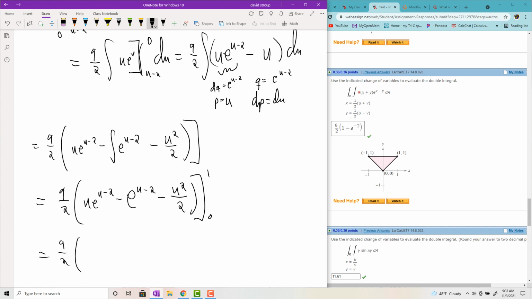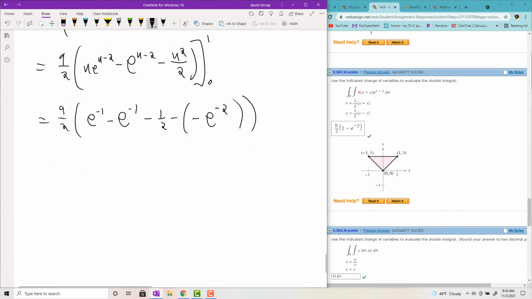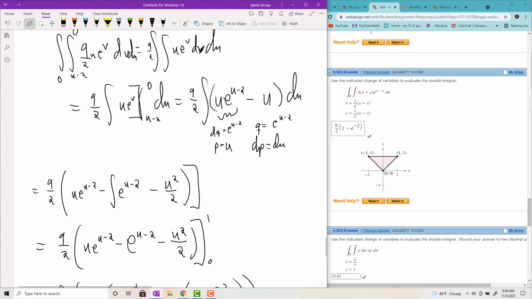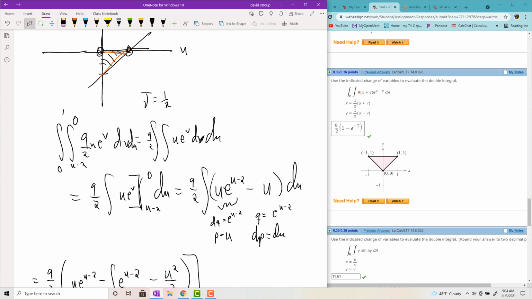So that'd be 9/2. Putting in 1, you get 1 times e to the negative 1, and then minus e to the negative 1, and then minus, putting a 1 in there, 1/2, and then minus parentheses 0, minus e to the negative 2 minus 0, and some cancellations, of course, times negative 1/2 plus, and I must have made a mistake somewhere, plus e to the... so it's 9/2 times everything, right?